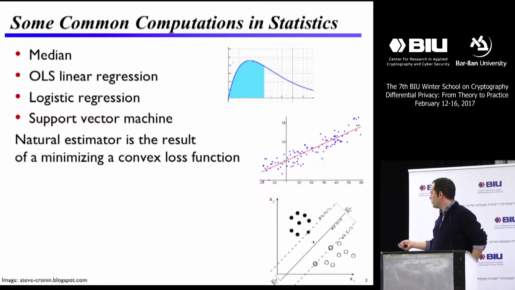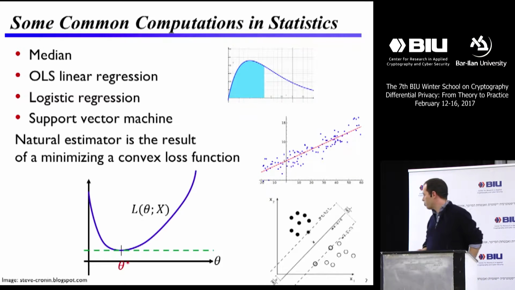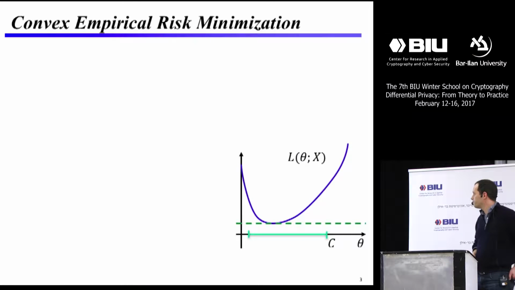Okay. So these computations come up a lot in various aspects of statistics, and what we'll be talking about is algorithms for solving these types of problems. So you set up some loss function that depends on the data, and then you try and find some vector of parameters that minimizes this loss function.